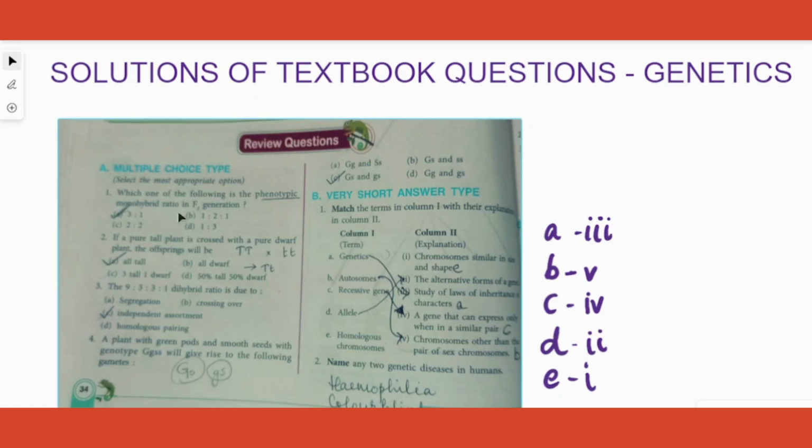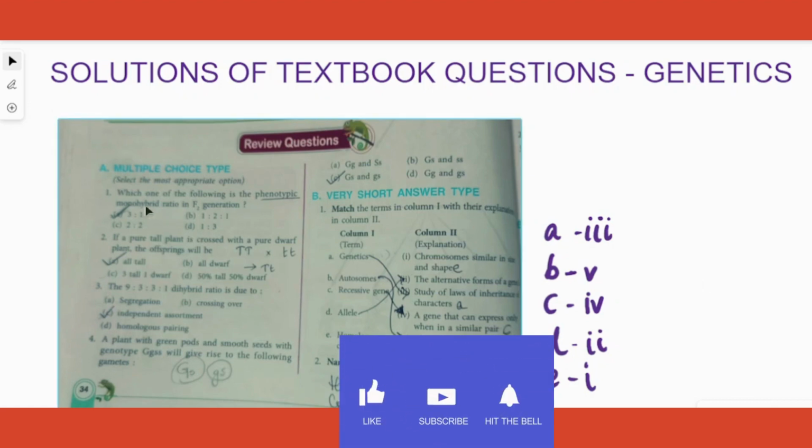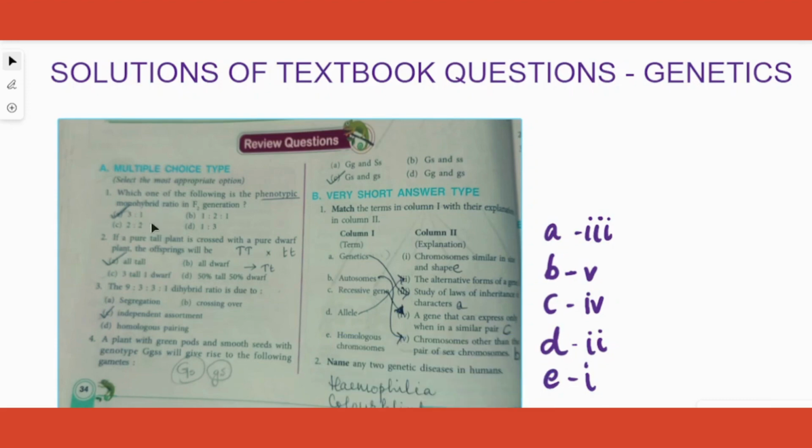So, multiple choice questions. First question, phenotypic monohybrid ratio, straightforward, 3 is to 1. Second question, a pure tall plant. Whenever they use the word pure, I have already told you, you have to understand that it is homozygous, meaning both the alleles are same. So capital T and T will come.